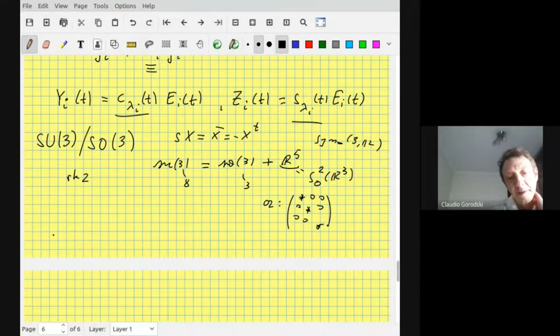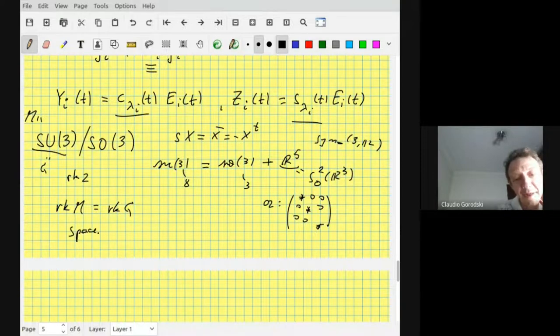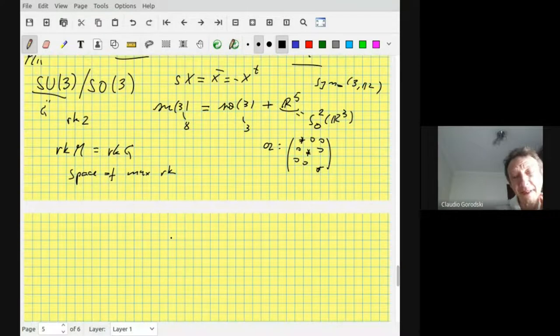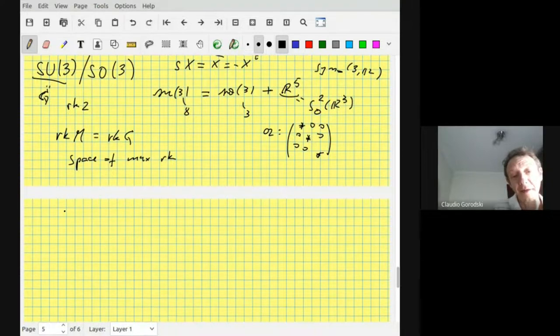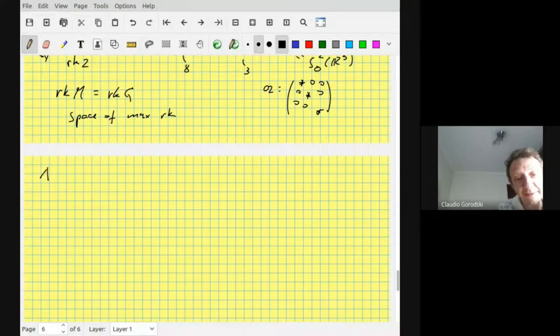Rank of M is equal to rank of G, as in U(3), right? So this is a so-called space of maximal rank. And so the restricted roots essentially are the roots of G that you know very well, right? The only difference is the multiplicities. So here we are in the case of A2 then, right? So we have this picture.